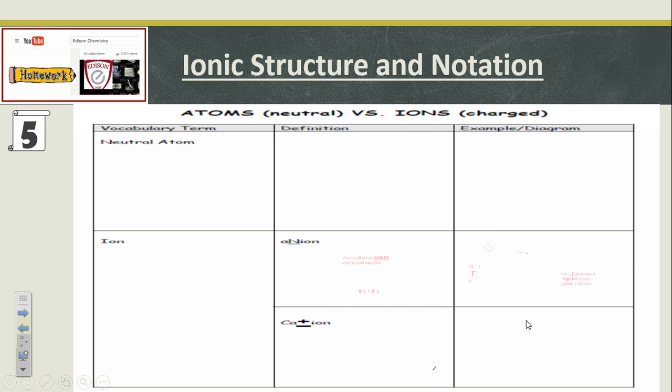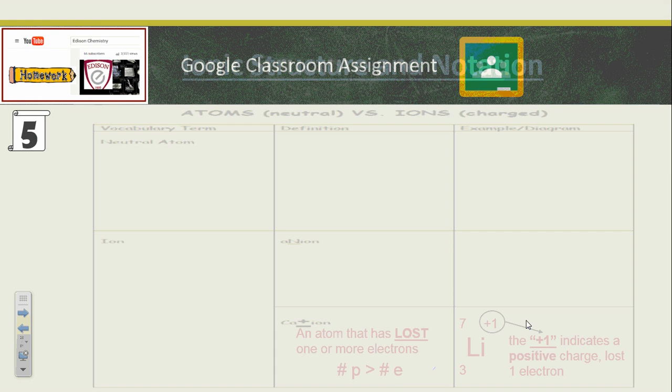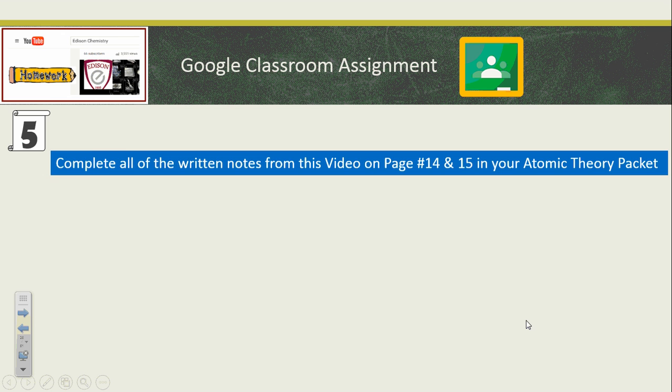Now, cations. It's an atom that has lost 1 or more electrons. The way we would show this is that protons are greater than electrons. More protons than electrons leaves an overall positive charge imbalance. And again, in the top right corner, you would illustrate that. The +1 indicates positive charge, meaning it lost one electron, and there's one more proton than electrons in this particular ion.